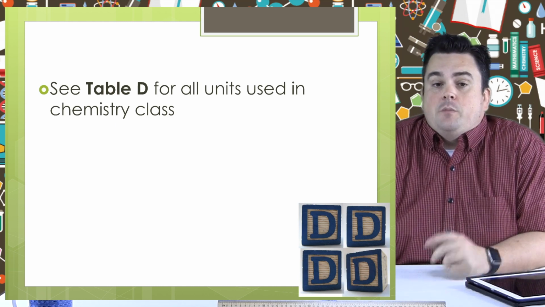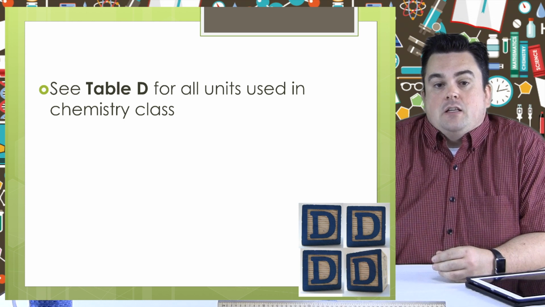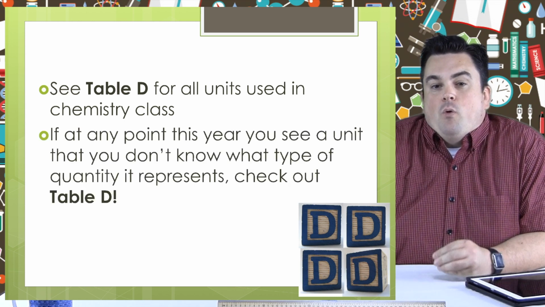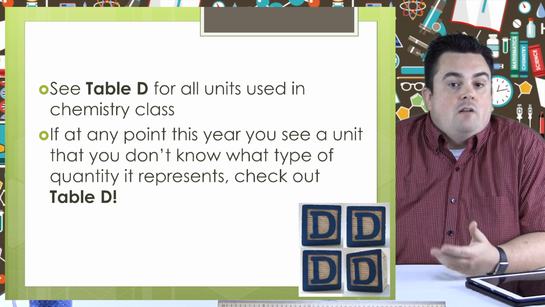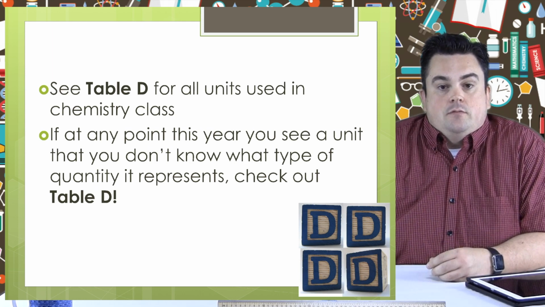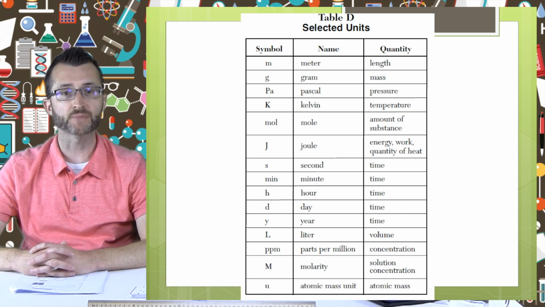All right, guys, get out your reference tables now. We'll wait as long as it takes. Seriously, get out your reference tables now. And go to table D, which is on the front page of your reference tables. And this has all the units used in chemistry class. If at any point this year you see a unit that you don't know what type of quantity it represents, check out table D. Taking a look at table D selected units, we've got the symbol on the left, the name in the middle, and the quantity it represents on the right.